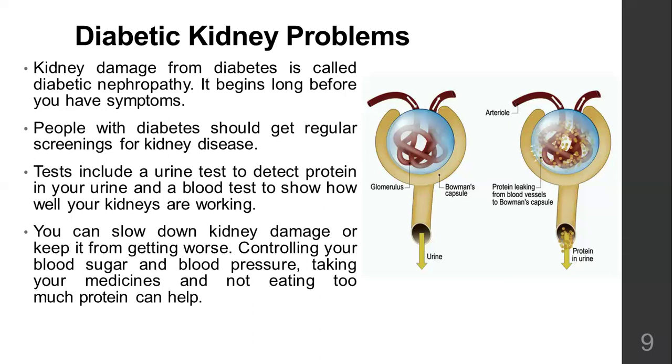So you can slow down the kidney damage or keep it from getting worse. Controlling your blood sugar, blood pressure, taking your medicines, and not eating too much protein can help. Those patients who have been diagnosed with renal nephropathy or any nephropathies, only for them it is said they have to reduce the protein in their diet.